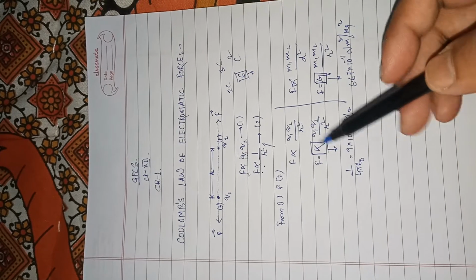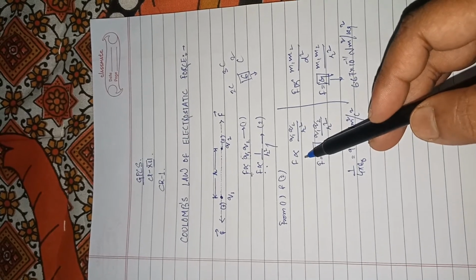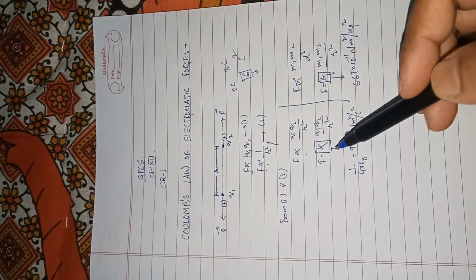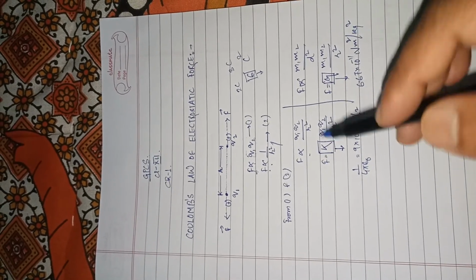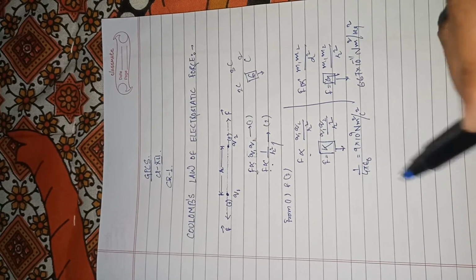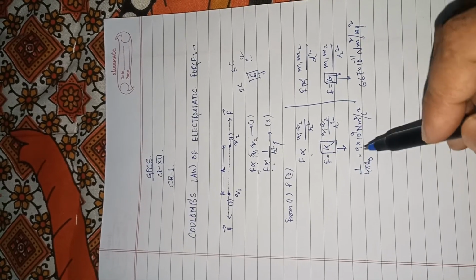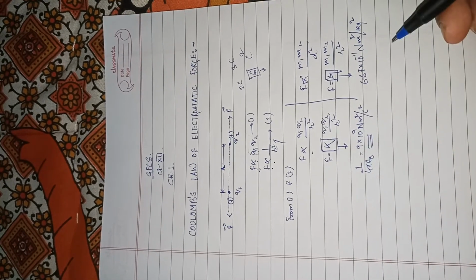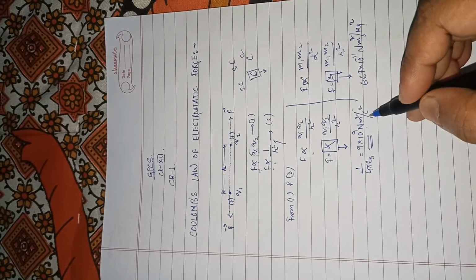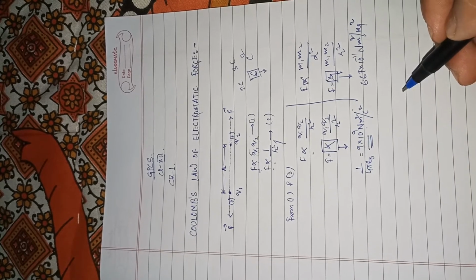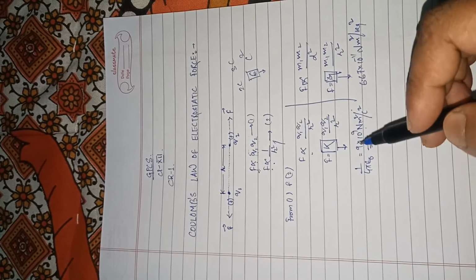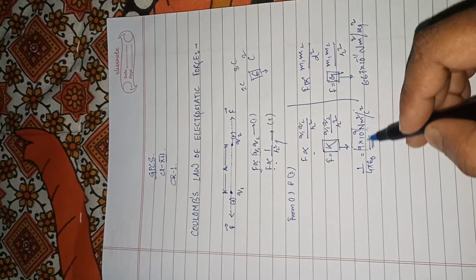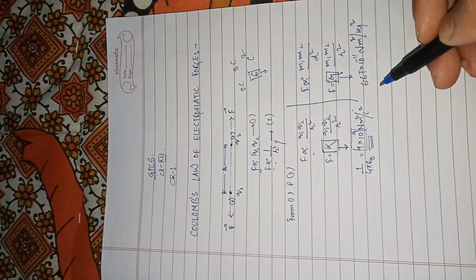Now we know that in order to remove the proportionality sign, I have to introduce a constant term. So I have used a constant K. The value of K was considered to be 1 by 4 pi epsilon naught, whose value was 9 into 10 to the power 9 Newton meter square per Coulomb square. Please focus. The value of this proportionality constant was of a very big magnitude.